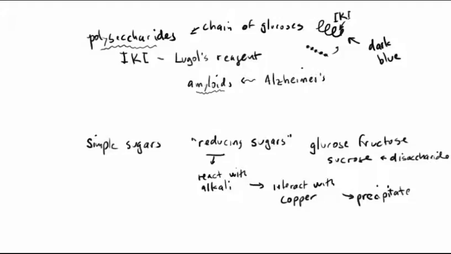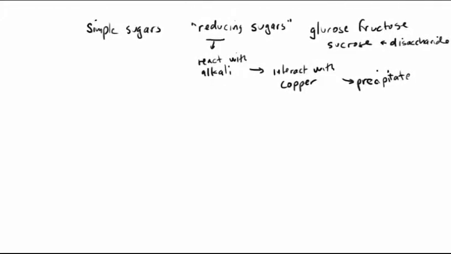It's very easy to detect in a solution. Okay? I know I made it sound really complex, but it's really kind of easy. You start off with a test tube, and the test tube is going to have the material that you're testing in it, right? So here's the material. I want to ask the question: is this material containing reducing sugar or not?